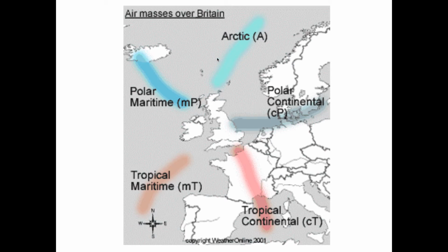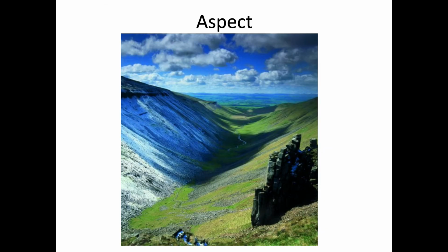If the air comes from the Arctic, it's going to be cold. Wind direction will have an effect on your temperature. Also, if the wind has come from land, continental, it's not going to have a lot of water vapour in it. If it's come from the sea, it's going to be full of water vapour. Therefore, it will also have an effect on how much precipitation you receive. So we've got altitude, land and sea differences, air, aspect.